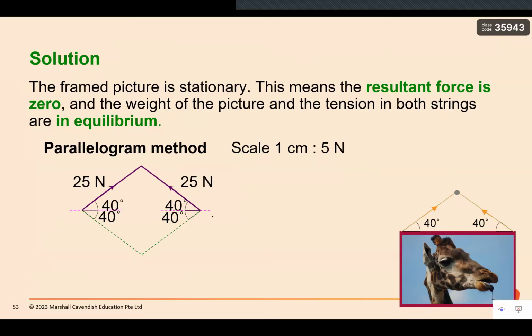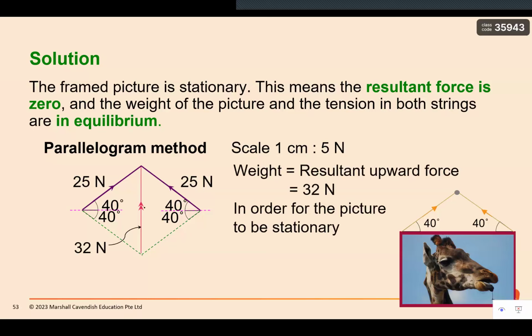Okay, and then I determine my resultant force. My resultant force will be upwards, from one end of the parallelogram to the other end. So this will be my resultant force, and I measure the length. Multiply by 5 newtons. I get that the resultant force is actually 32 newtons. So if I have a resultant of 32 newtons caused by these two tensions, then the weight of my picture frame will also be 32 newtons, in order for this picture to remain stationary.